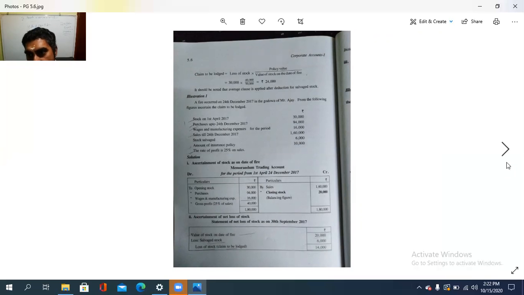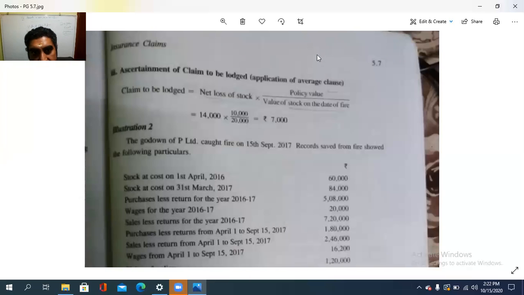Isn't it? So the formula, that is the third case: claim to be lodged is equal to net loss of stock into insurance policy value, policy value divided by value of stock at the date of fire.